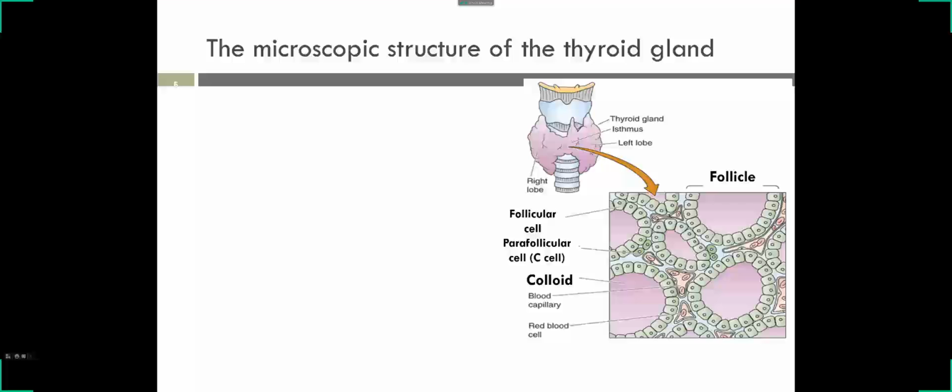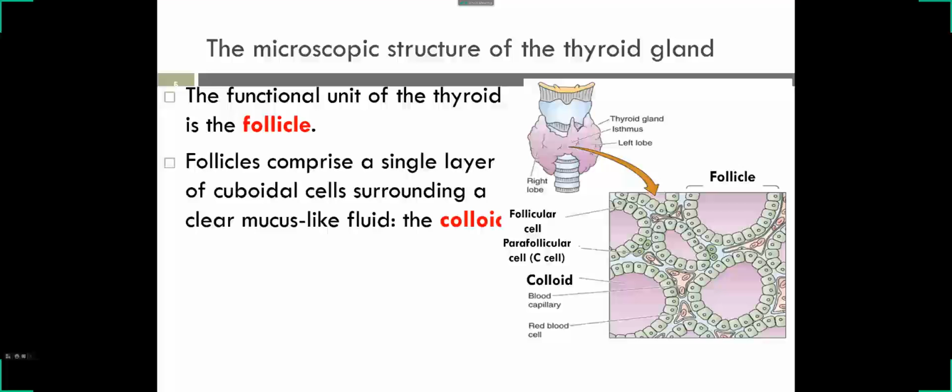So the functional unit of the thyroid is something called the follicle, and that's those circular things I was showing you. And the follicle is made up of a single layer of cuboidal cells surrounding a clear mucus-like fluid called the colloid. Sorry, my image is hiding here. You have the colloid inside, and you have these cells just around it, okay? Cuboidal cells.